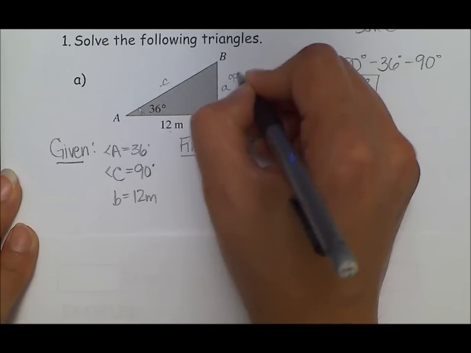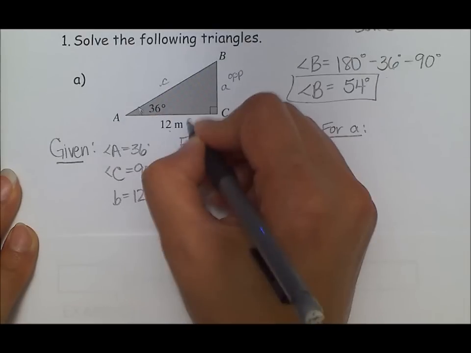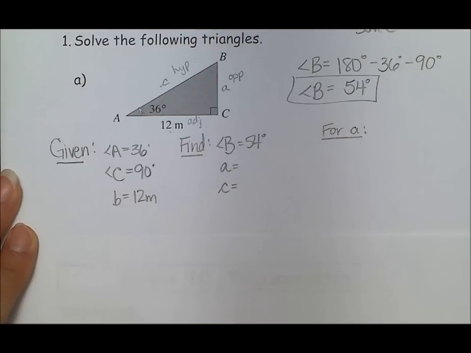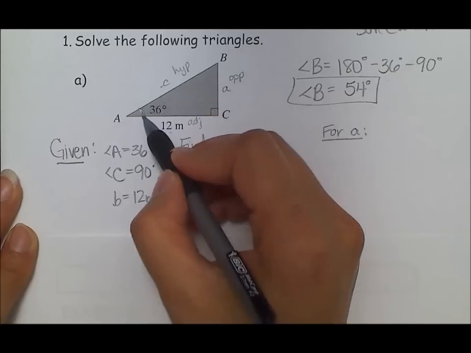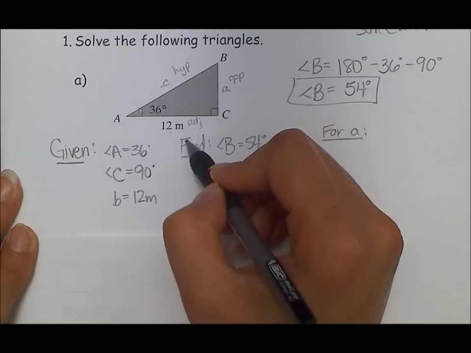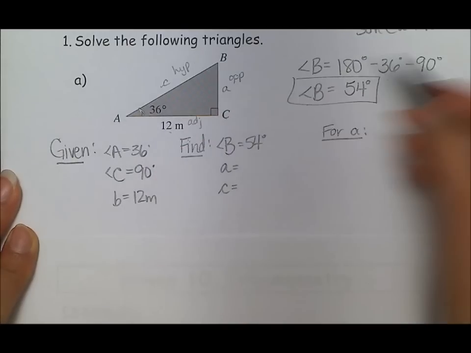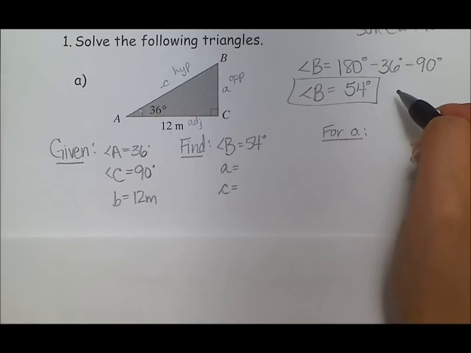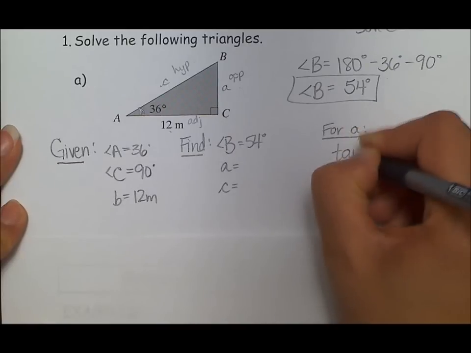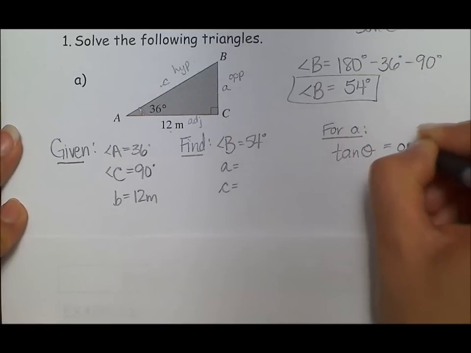The side next to it would be adjacent, and the longest side in the triangle would be the hypotenuse. Now, if I'm trying to solve for little a, I'm going to use this angle. I'm solving for the opposite side, and I'm given the adjacent side. So which ratio combines an angle, its opposite side, and its adjacent side? Well, that's the tangent ratio. And I know that tan theta is equal to opposite over adjacent.